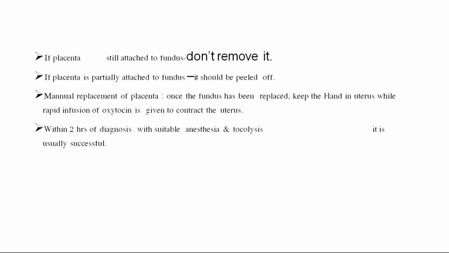Manual replacement of placenta: once the fundus has been replaced, keep the hand in the uterus while rapid infusion of oxytocin is given to contract the uterus. As soon as you replace the fundus into the position, don't remove your hand. Keep your hand in such a position that we can start the oxytocin infusion and the uterus should get contracted. Then only you can remove the hand. Within 2 hours of diagnosis, with suitable anesthesia and tocolysis, we can replace the uterus in position.